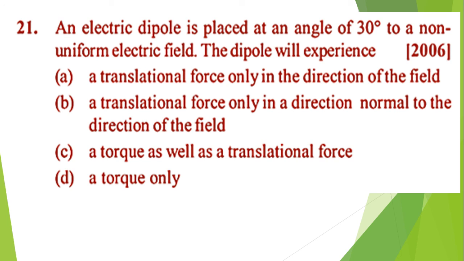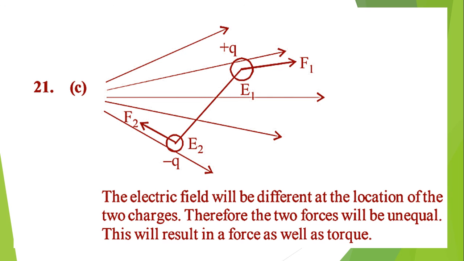Next, an electric dipole is placed at an angle of 30 degrees in a non-uniform electric field. What will the dipole experience? This question is based on an electric dipole in a non-uniform electric field. In this area the electric field is large. In this region the electric field is minimum.